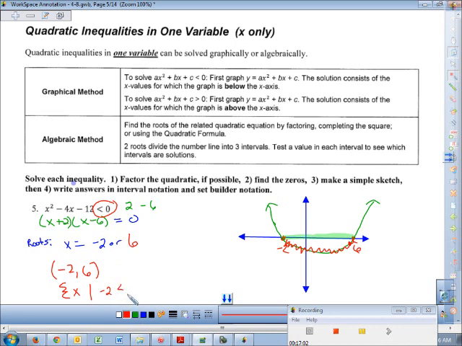Does he count? Nope. So no equal to bar. Variable is x. Symbol points to the left. Did 6 count? Yes or no? Nope. Then 6 is our bigger boundary. Set of all x's such that x is less than 6 and at the same time greater than -2.